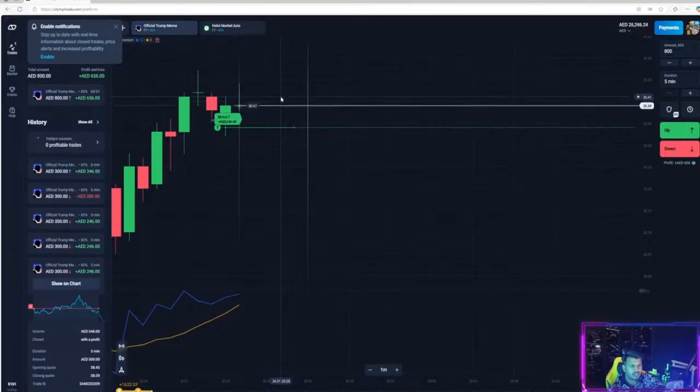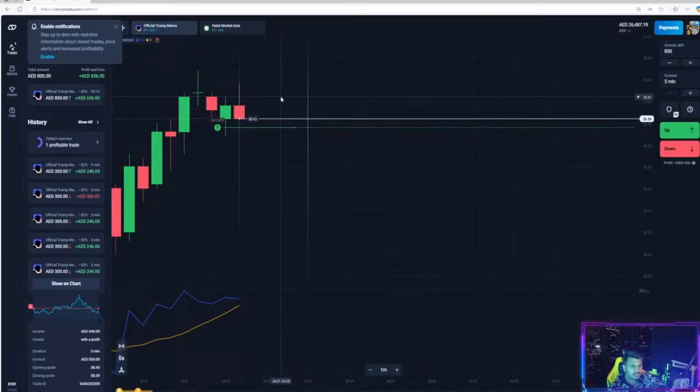So guys, this is the new official all-in trade, and this is official. You can see here, this is the official Trump meme, and this is giving huge profits, as you can see here now. And this is the highest amount which I am using here right now, 800 dirham.